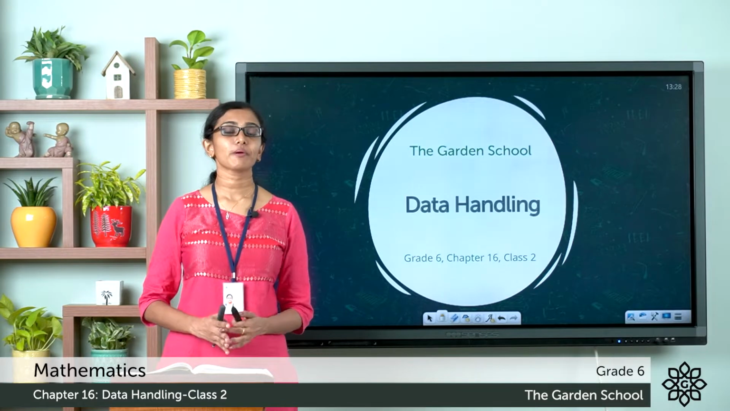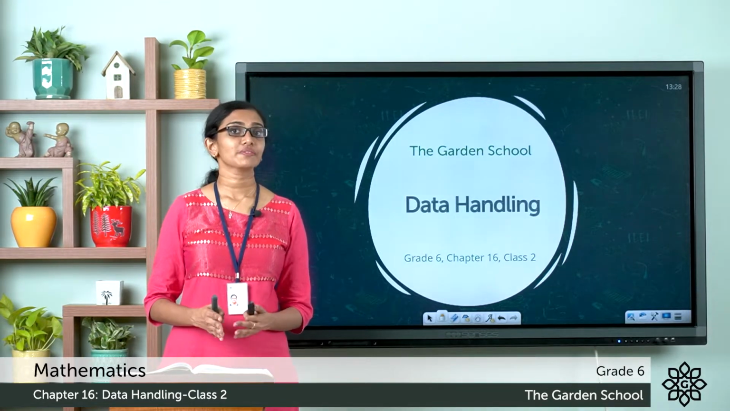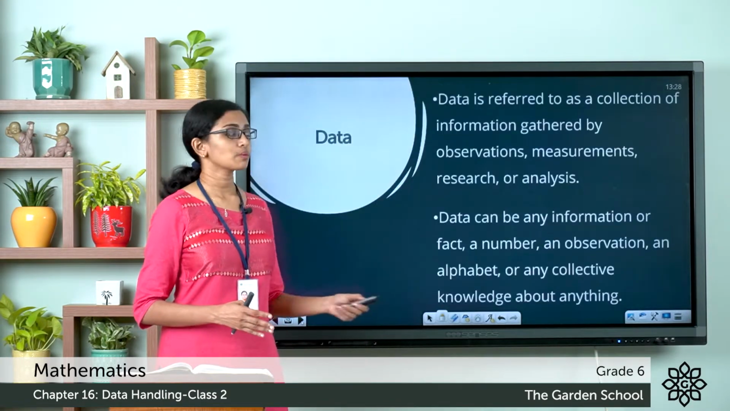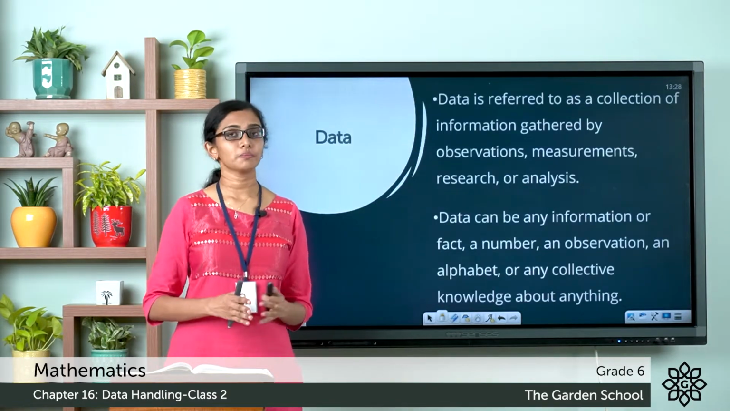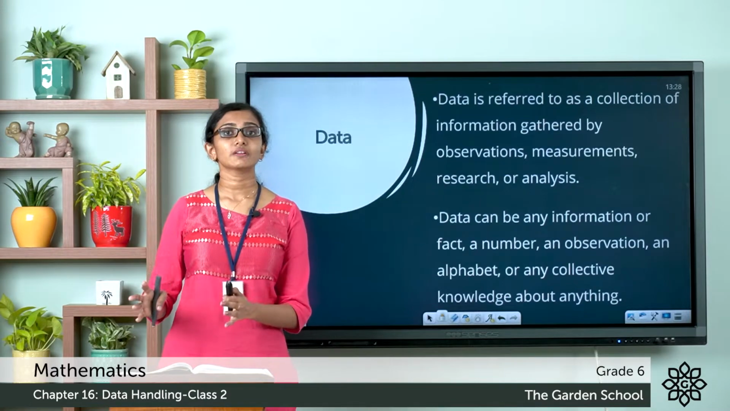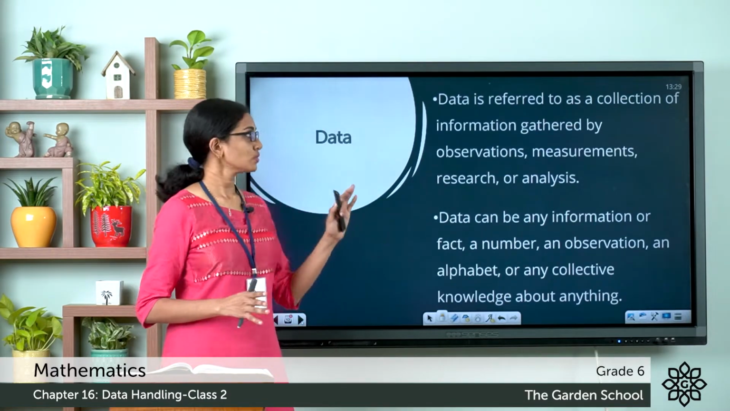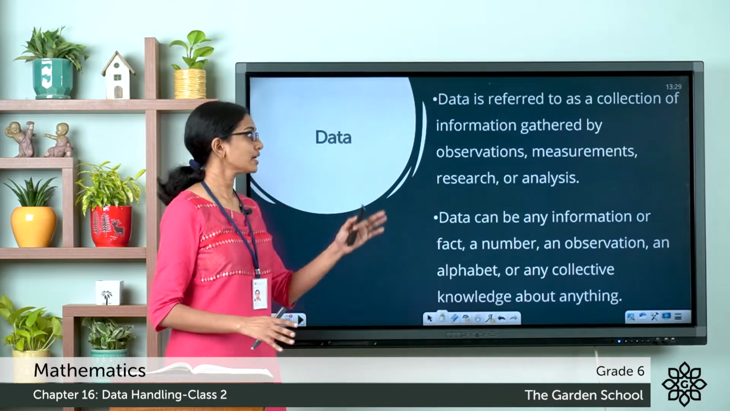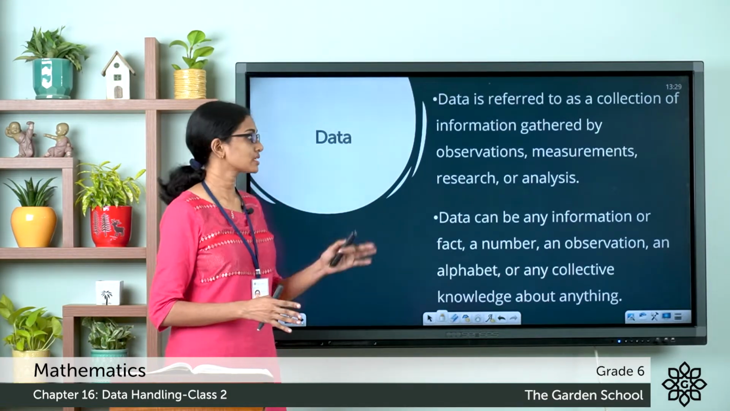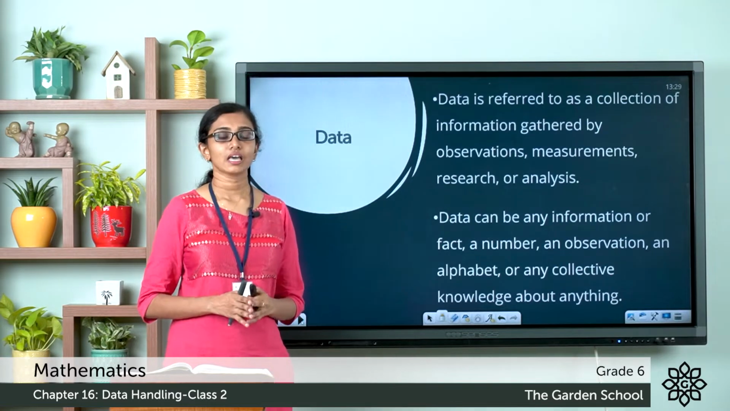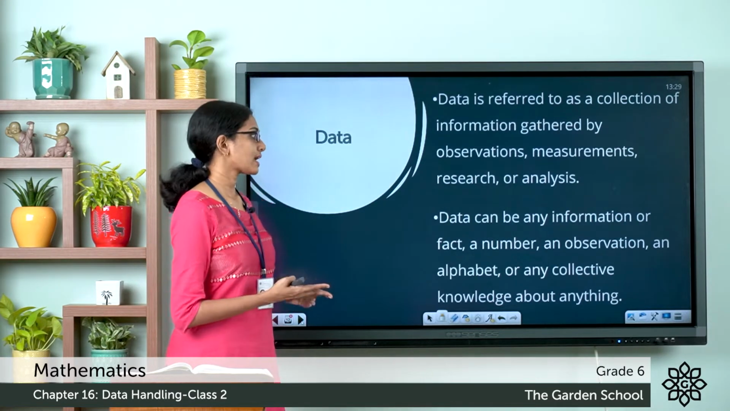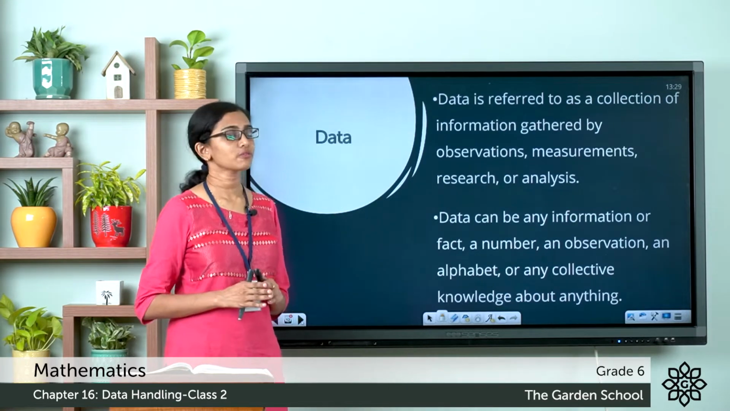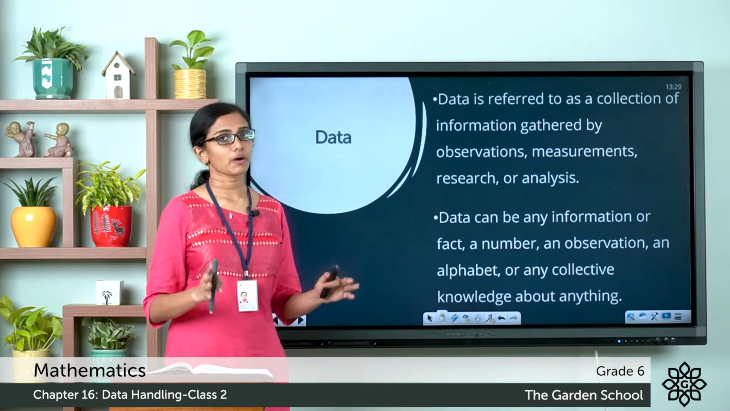Let's learn more about data today. In the previous class, we talked about what is data. When you collect some information about something for a particular purpose, you call that collected information data. Data is referred to as a collection of information gathered by observations, measurements, research or analysis. And this collected data can be a fact, a number, an observation, an alphabet or any collective knowledge about anything.